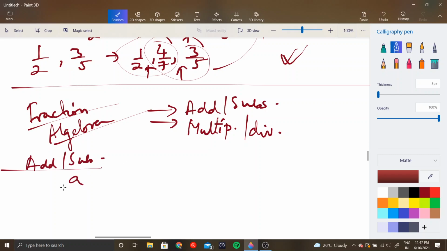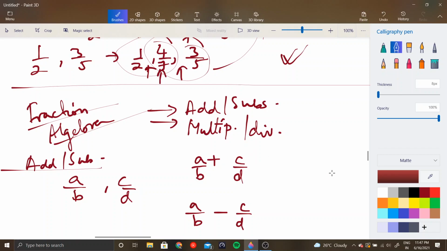So given two fractions a by b and c by d, if you are told to add them up and if you are told to subtract them, you cannot just add up the numerators and the denominators and say that's the answer. No, that was in this case, right? But not in this case.